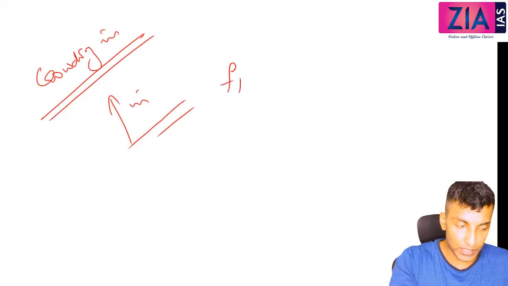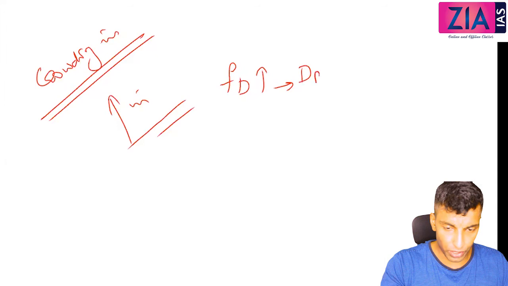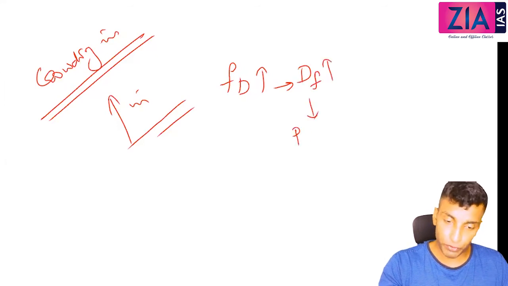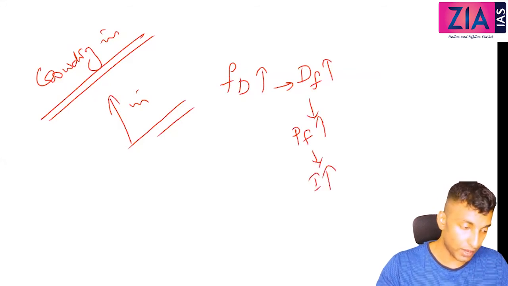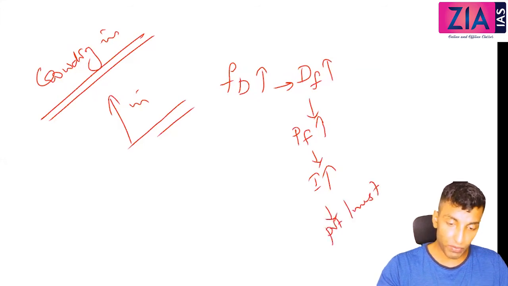One more time I'll tell you: fiscal deficit is increasing means what? Demand for money, or demand for fund, will increase. Demand for fund will increase means price for fund will increase. Price for fund is actually interest. So interest will increase, which means private investment will decrease.